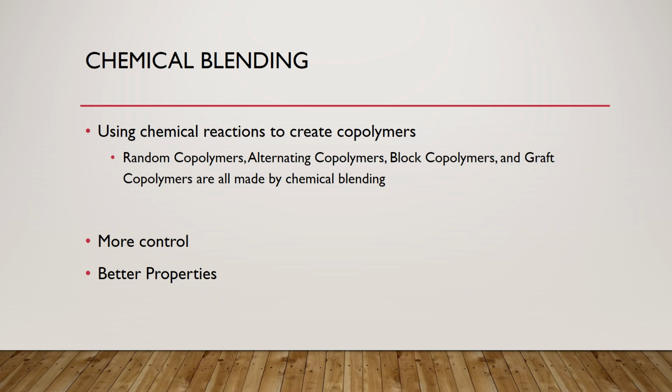The other type of blending is chemical blending. This is how you create all of the copolymers that I talked about earlier, including random, alternating, block, and graft copolymers. It's done by chemical reactions, and this allows us to have more control over the synthesis of the copolymer and allows us to create a copolymer that more accurately fits our needs for a certain application. So we can handpick the polymers with the properties that we want and put them together in a more controlled fashion. This then leads to better properties of the copolymer.